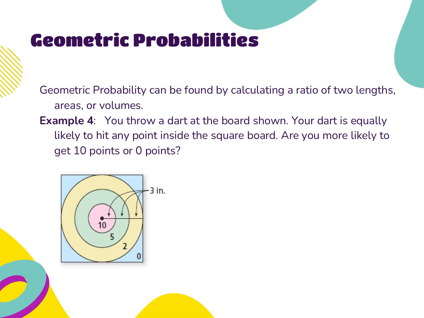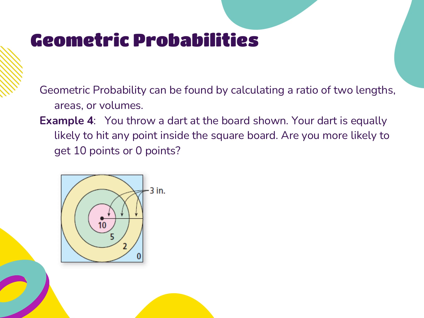Asked to find a geometric probability, what we're going to need to know is our basic area formulas. So for example, on this dartboard, let's say they wanted to know the probability of hitting that red circle in the middle. We would do the area of that circle and put it over the whole square dartboard. Because again, it's going to be the favorable area, or what you're shooting for, over the total area.